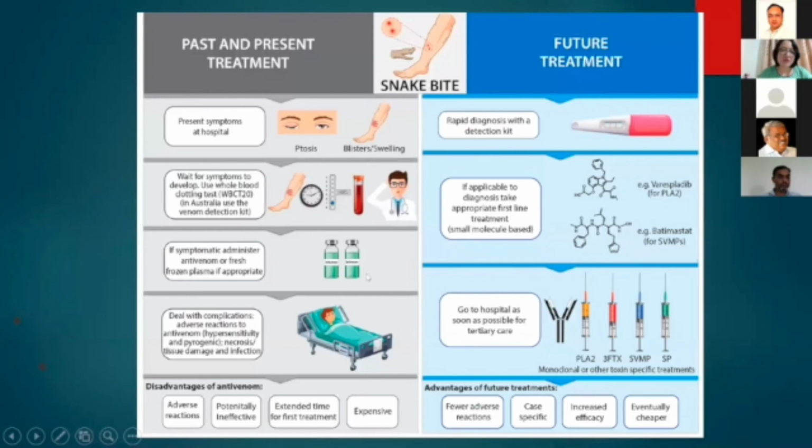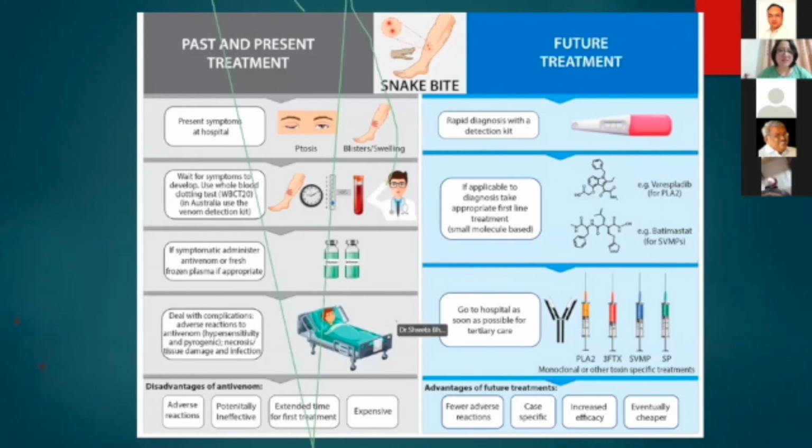It has been taken from the same journal, from the same article. This shows the past and the present treatment and the future treatment of snake bites. So if you look at the past and the present treatment, what we have been doing in our setup: patients present at the hospital, if there's ptosis or blisters, we wait for the symptoms to develop, use the whole blood clotting test. In Australia, as I mentioned, we use the venom detection kit. We don't have that over here. And if symptomatic, we administer the antivenom or fresh frozen plasma, and we also deal with the complications.